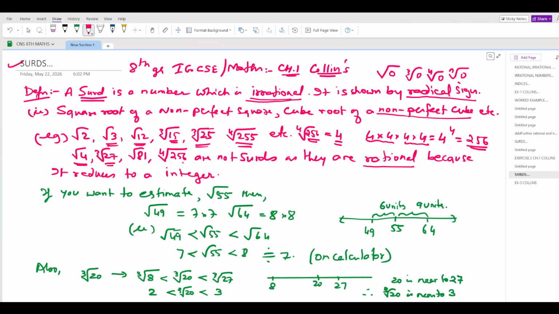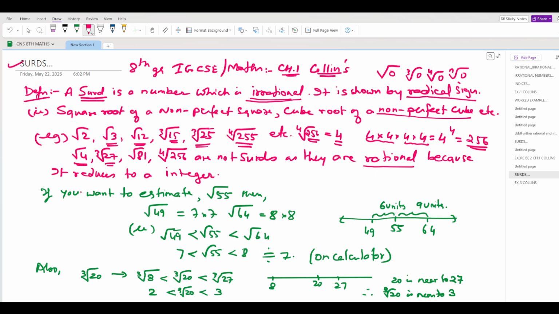So you have to check two things. It has to be irrational, and second, it has to be in a radical form. So basically, a surd is always in a radical form, but you have to check whether it is rational or irrational. All numbers in the radical form will not be surd because all numbers in the radical form may not be irrational. But those numbers in the radical form which are irrational are called surds. Is that clear? So this is the meaning of surd.